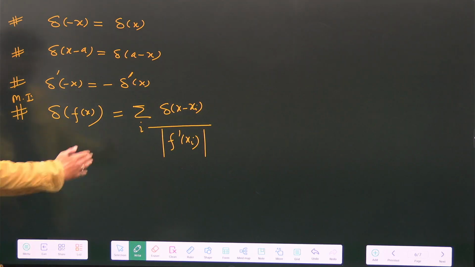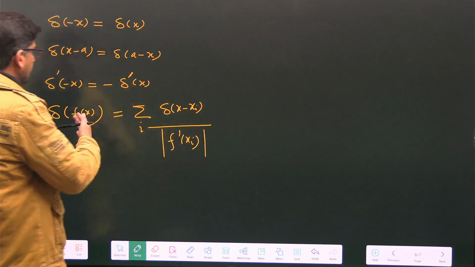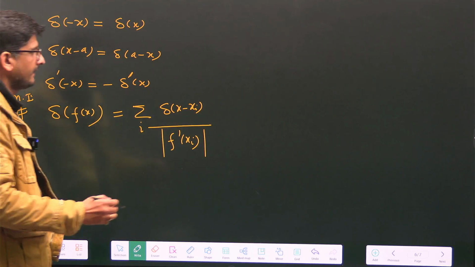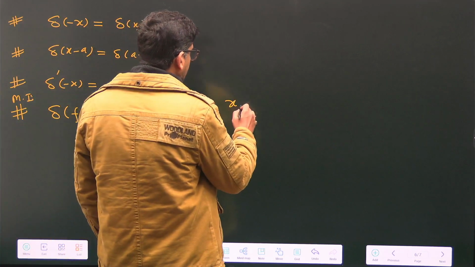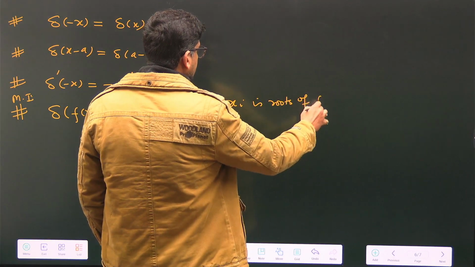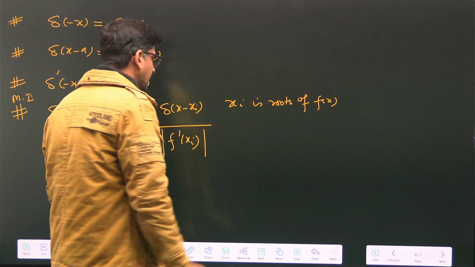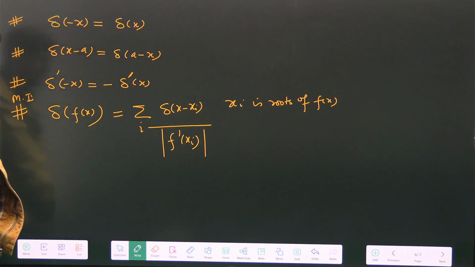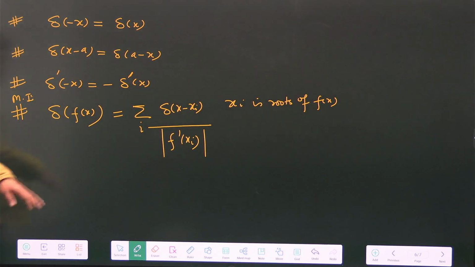So summation means जितने भी रूट्स आ रहे हैं, what is x_i? x_i is roots of f(x). That means you put f(x) is equal to 0 and suppose you get values x1, x2, x3, then you have to write it as a sum of 3 delta functions. ये वाला बहुत इंपॉर्टेंट. इसका एग्जाम्पल लेते हैं.